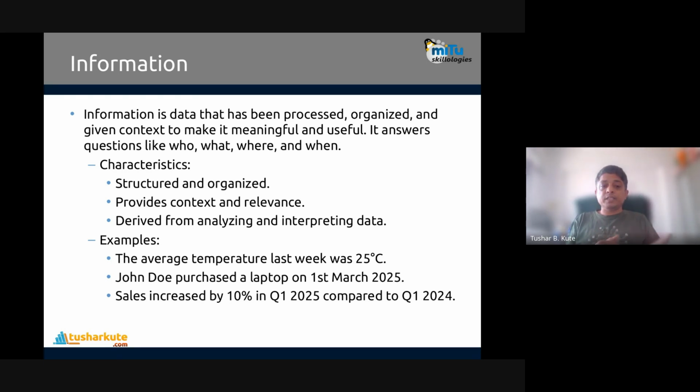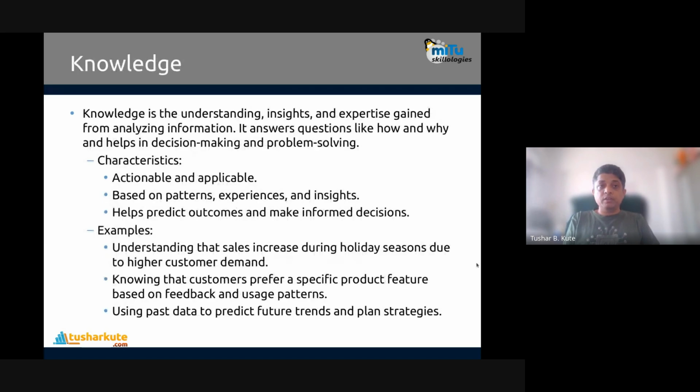Let's take an example: the average temperature of last week was 25 degrees. That's information. In the previous slide I mentioned 25 degrees, but what is the meaning of 25 degrees? That it is the average temperature of last week. Or John Doe purchased a laptop on 1st March 2025. There's information present inside it. Sales increased by 10% in quarter 1 of 2025 compared to quarter 1 of 2024. There's information there. We ask this kind of WH question, and using that we got what is called information. And third is knowledge. Ahead of information, we have knowledge.